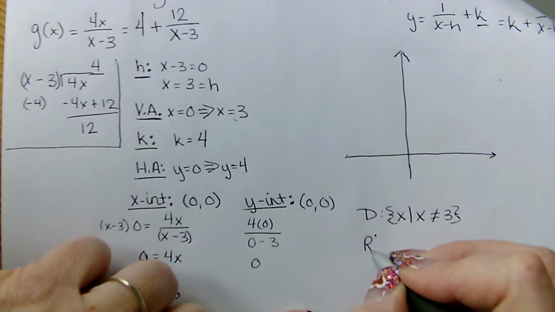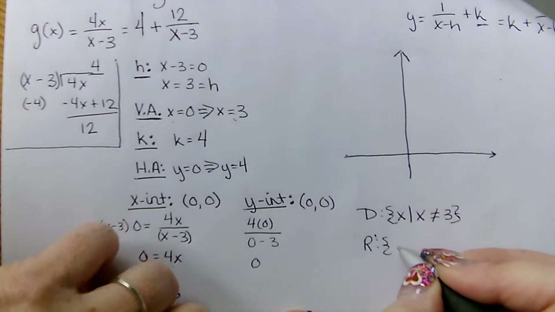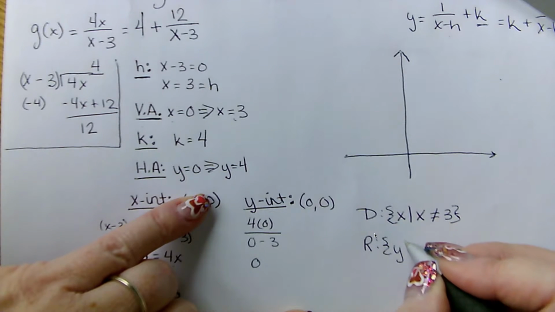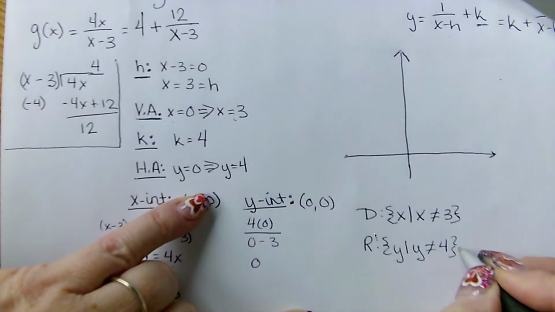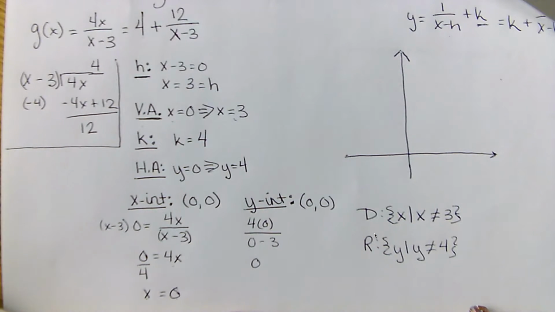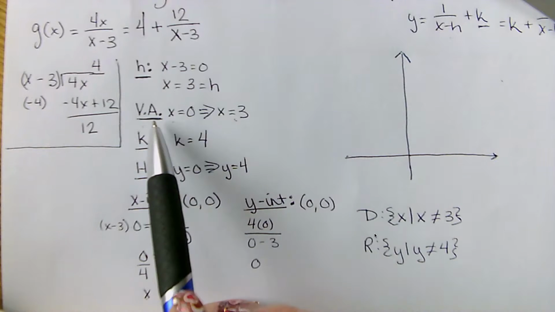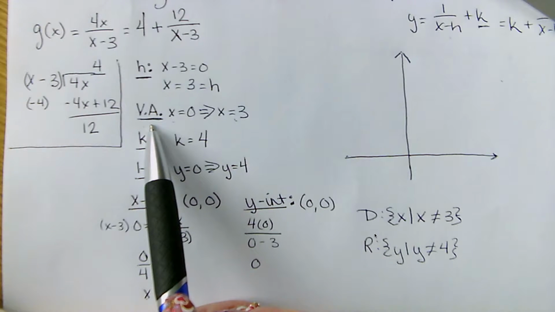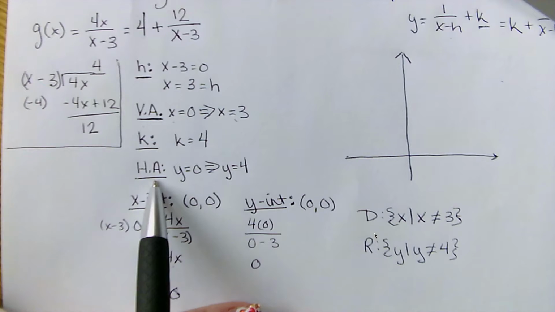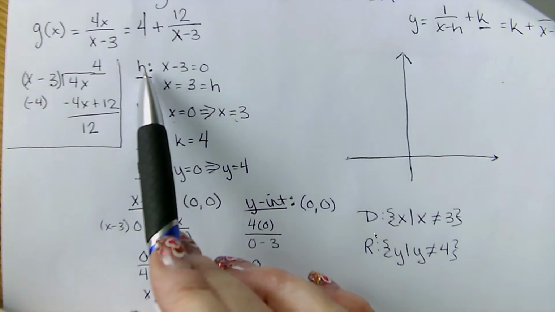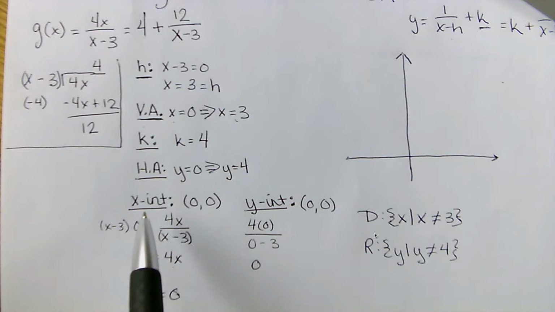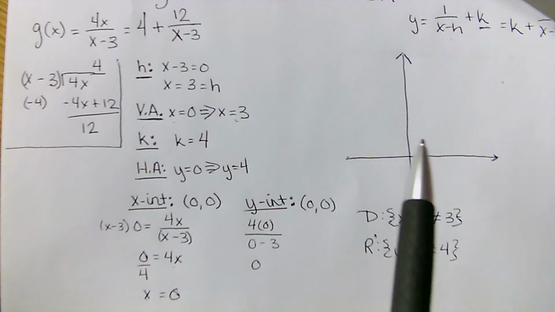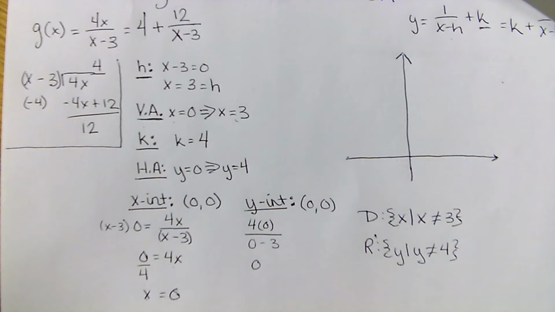And our range, where does it come from? Horizontal asymptote. So y such that y is not equal to 4. And we could have done domain right after we did vertical asymptote, correct? And we could have done range right after we did horizontal. But you will be doing h, vertical asymptote, k, horizontal asymptote, x-intercept, y-intercept, domain, range, and graph.